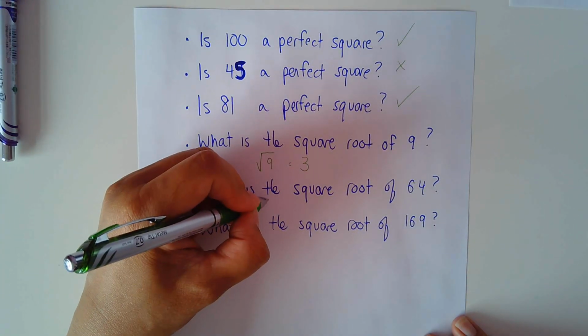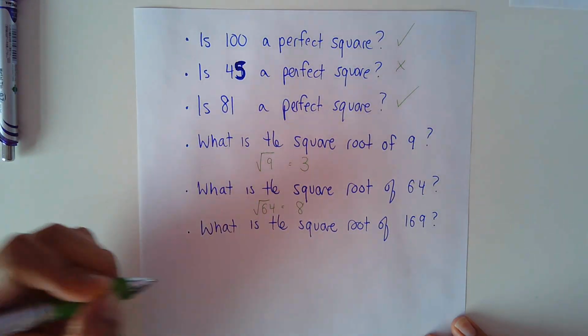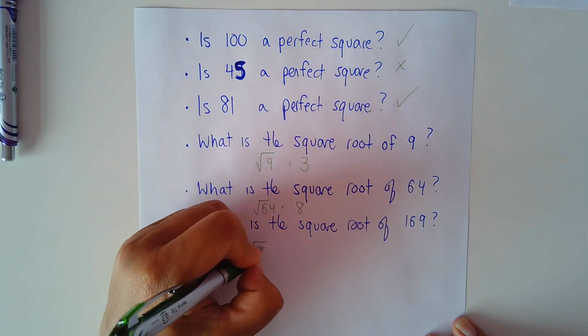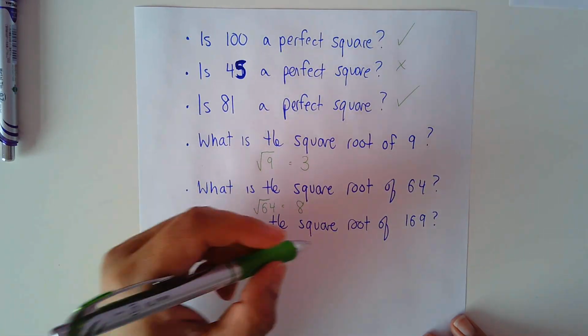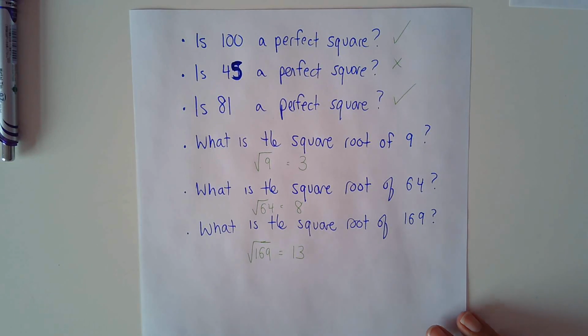What is the square root of 64? We know that it is 8. What's the square root of 169? We know that it is 13. So you should be fairly comfortable with the vocabulary of a perfect square, of a square root, etc.